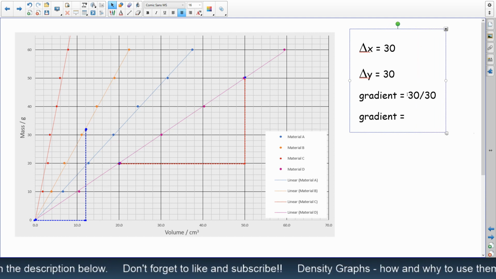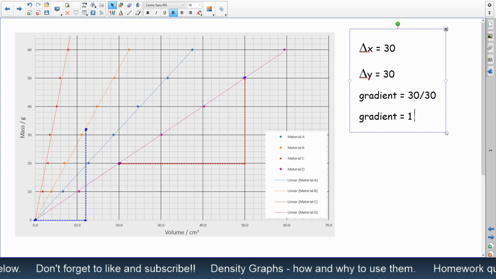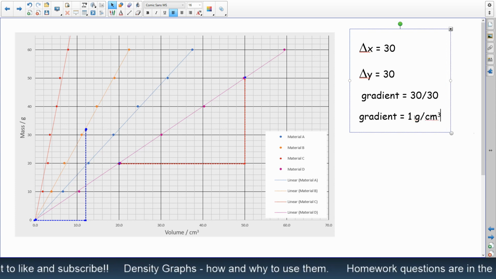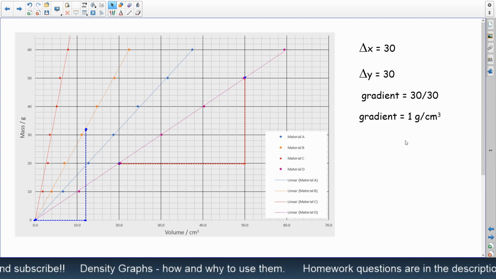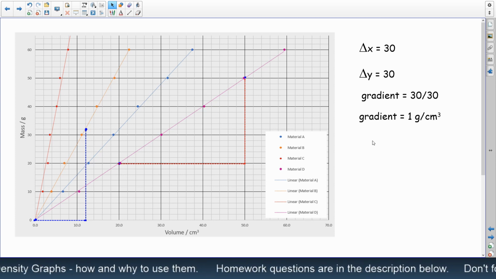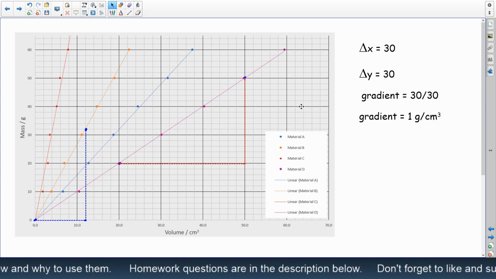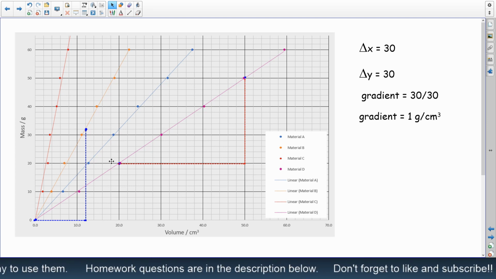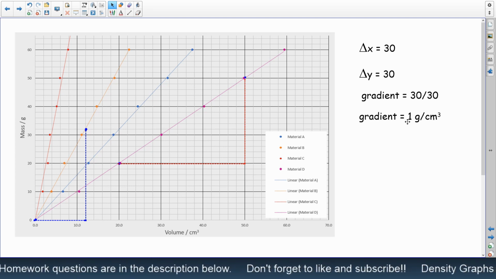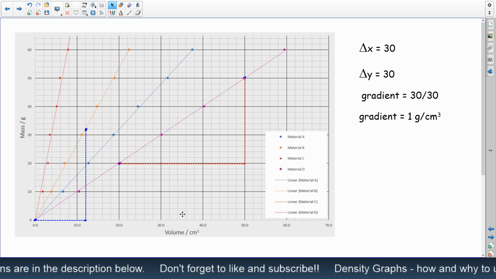So that's 30 divided by 30, which gives me a gradient of 1 gram per centimeter cubed. Easy as that, really. Now, the next thing to do then is, okay, so we've got all this information, we've got all this data, we've worked out what these materials are. Like this material here, material D, is probably water, because water at around about 4 degrees or so is 1 gram per centimeter cubed.